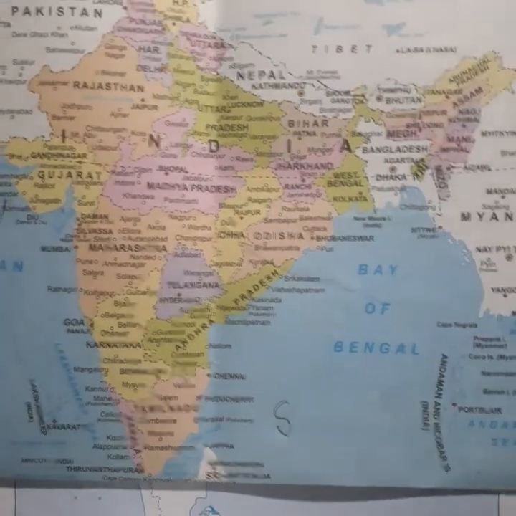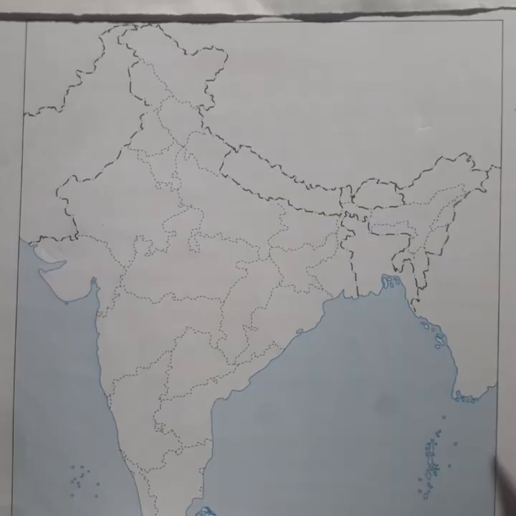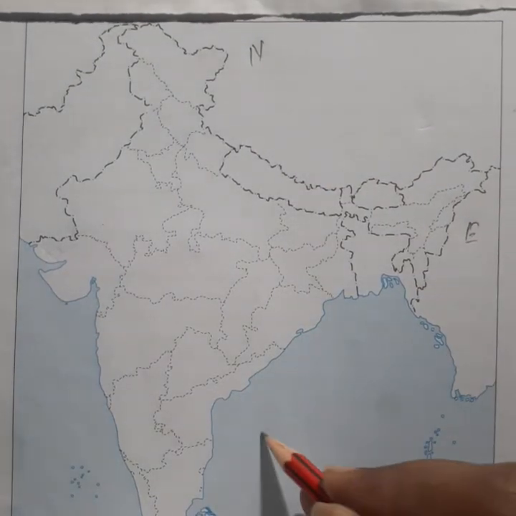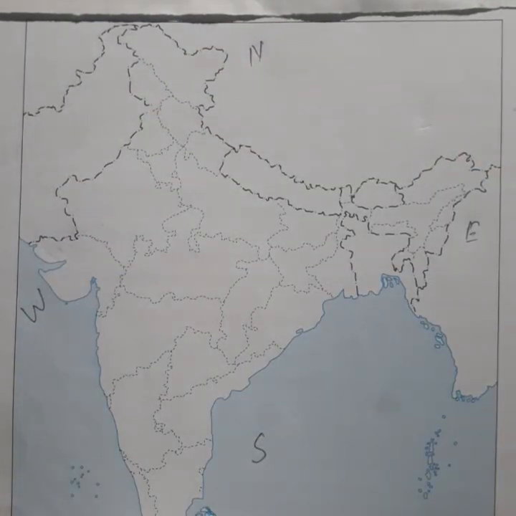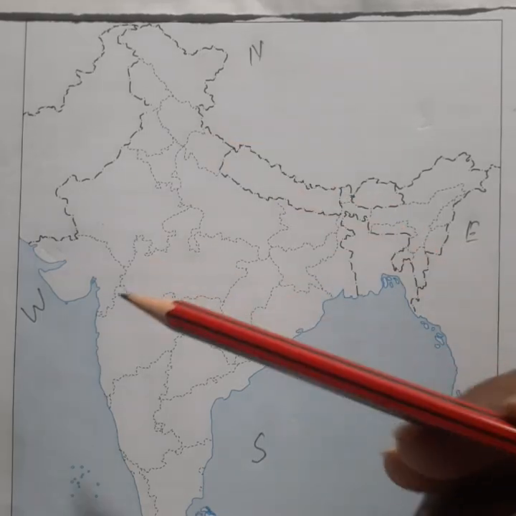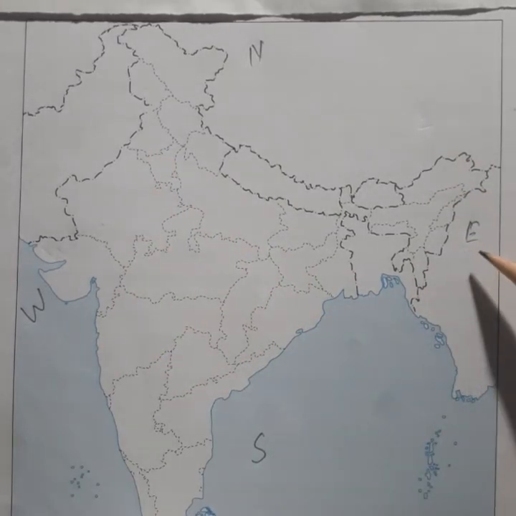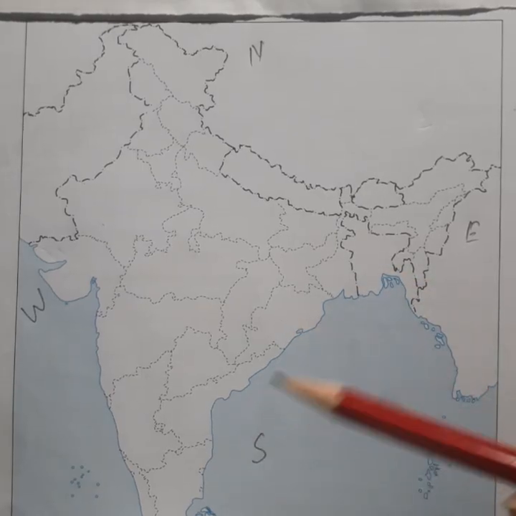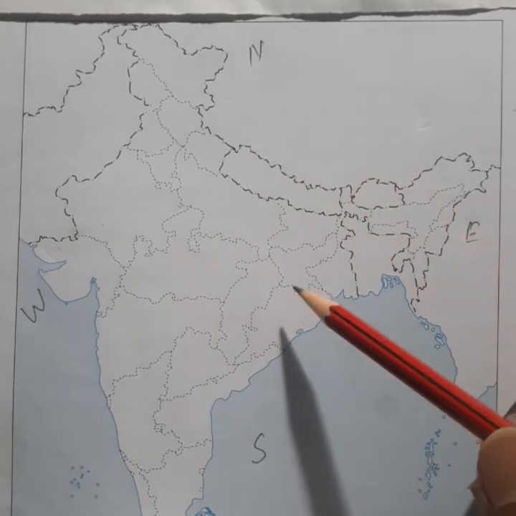If we don't know about the physical features of India, and a question comes, we can see on this map of India that this is north, this one is east, this one is south, and this one is west. If the question comes, mark the Western Ghats in the political or the physical map of India, at least you know that the Western Ghats will be located somewhere in the western direction. If the Eastern Ghats are asked, you know that the Eastern Ghats will be somewhere in the eastern direction of the map.